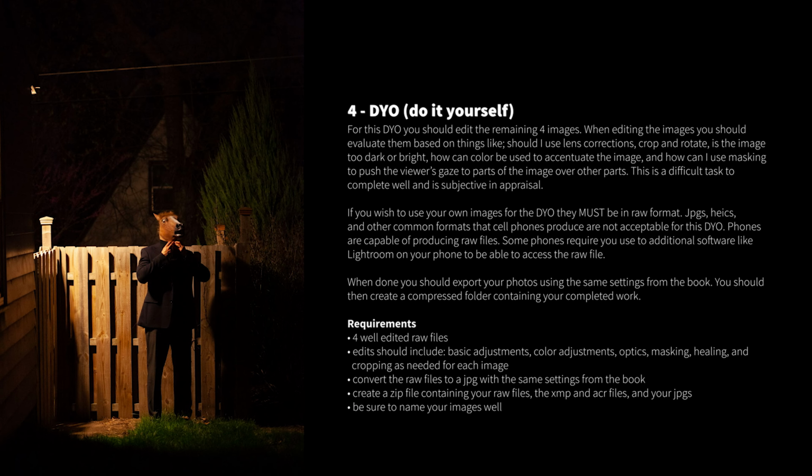All right, for this DYO, you should edit the 4 remaining images in the folder. So they're kind of similar to what we just edited. We've got some landscapes, we've got like this weird portrait, and so on. And when editing your pictures, you should make basic color adjustments, basic visual adjustments like light and dark, some optics, masking, healing, and so on as needed for each image. After you're done, you should convert the raw file to a JPEG with the same settings from the book, and then create a folder that's been zipped together with the raw files, the XMP, ACR, and JPEG files as well.